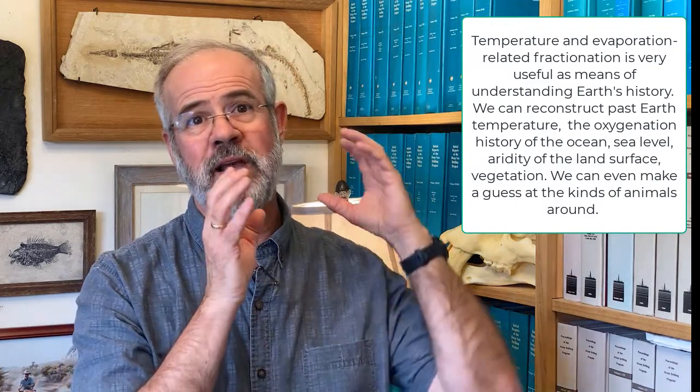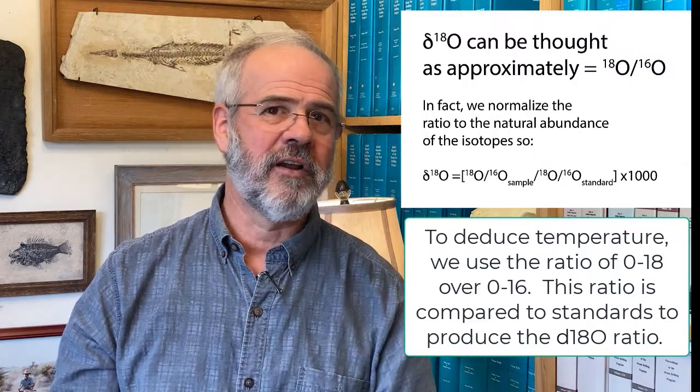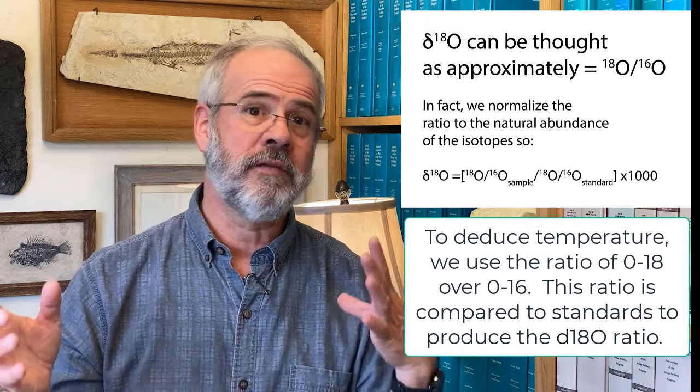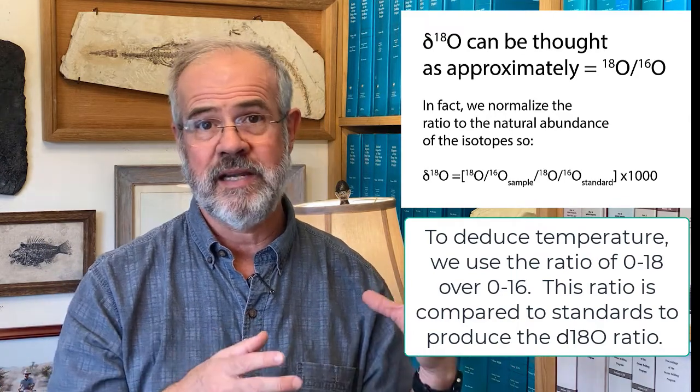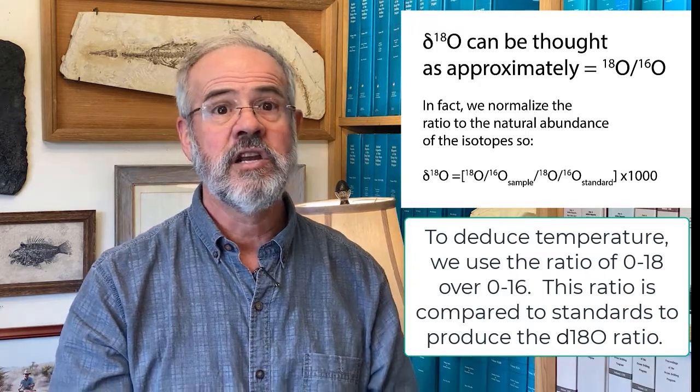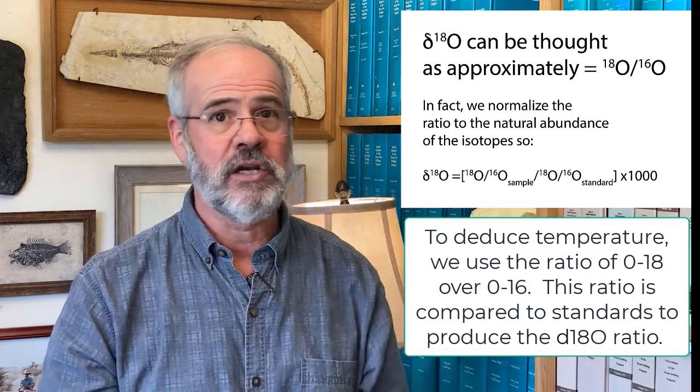We can figure out, for example, how warm the ocean was, the oxygenation history of the oceans, the cycle of ice sheet growth and decay, the aridity of the land surface, and the kind of vegetation that existed on land. An amazing list. So here's how we do that. Oxygen isotopes turn out to be one of our principal Earth thermometers, for example. We use the ratio of the heavy sluggish isotope, oxygen 18, over the lighter, more reactive isotope, oxygen 16, to produce what's called the delta-18 ratio.